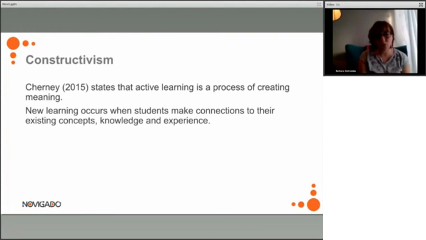So basically, constructivism states that active learning is a process of creating meaning, and new learning occurs when students make connections to their existing concepts, knowledge, and experience. So it does not happen in a vacuum. The students are not blank slates. They have their emotions, they have their previous knowledge, they have previous experiences, and they create knowledge based on or in relation to these experiences and this knowledge. And they construct new meanings. So if we can imagine it as a wall, they build up on the bricks, on the previous layers to add to that body of knowledge.